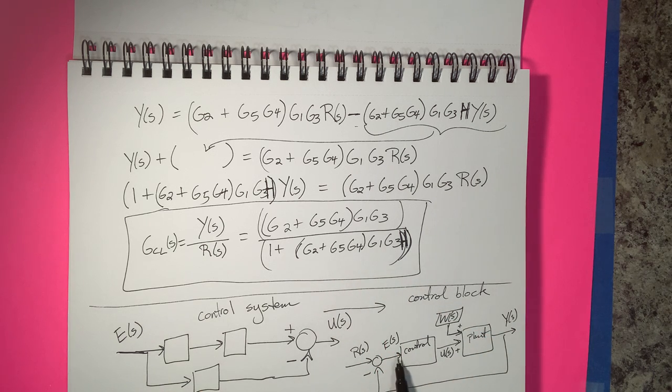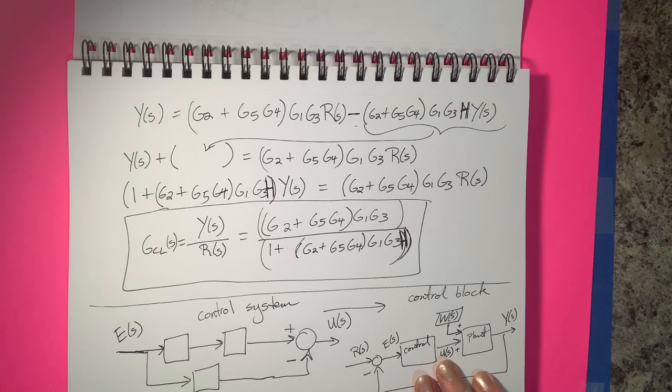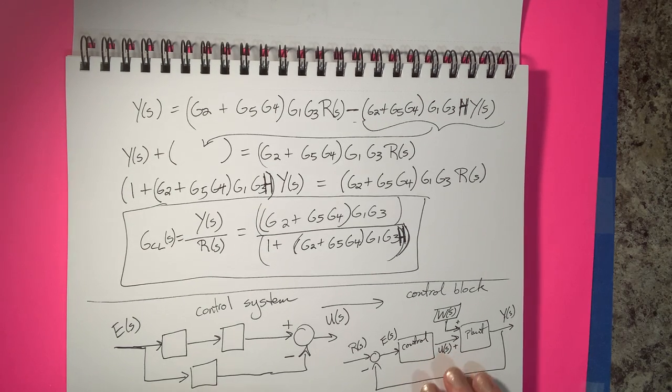And the error signal is right here. It's what we want, R of S, minus what we have, Y of S. So that produces the error signal right here. This is the standard configuration that we have. We refer to this quite a bit. We mentioned it in last class.